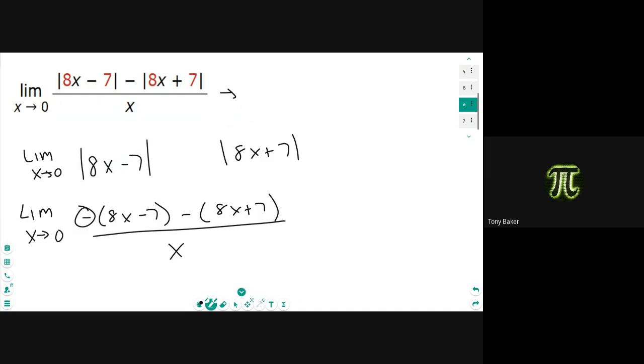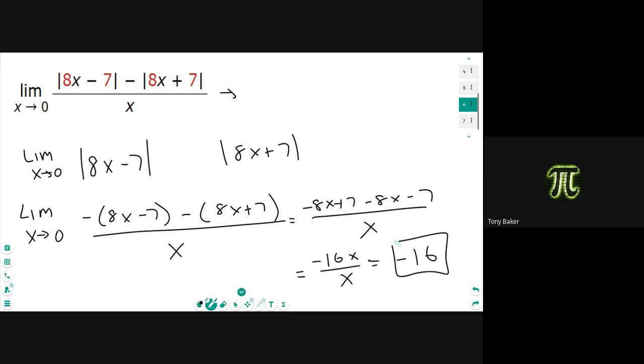That makes sense or no? Why am I getting rid of it? Oh, you'll see in a second why I'm getting rid of it. Because now I don't have absolute value, so I can take care of my parentheses. So I have negative 8x plus 7 minus 8x minus 7 all over x, which is what? Negative 16x over x. Now I can get rid of the x. So the answer is negative 16.